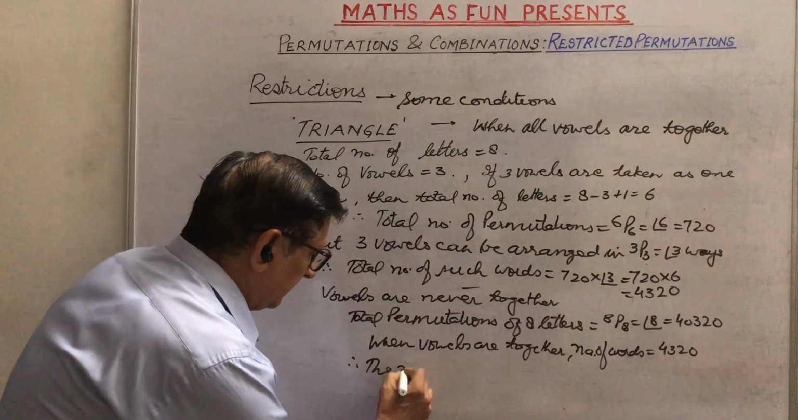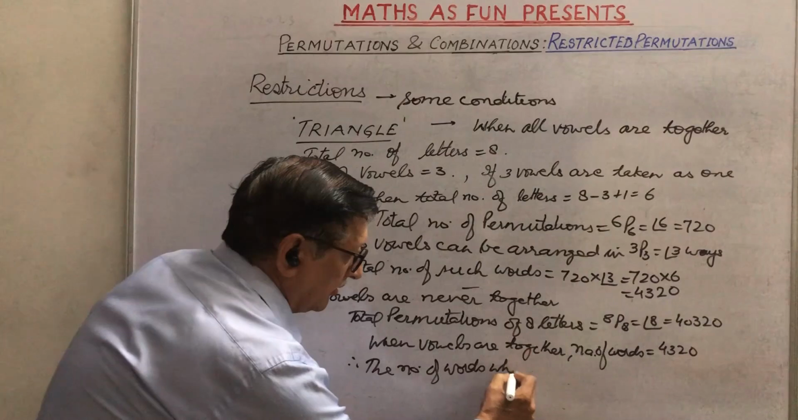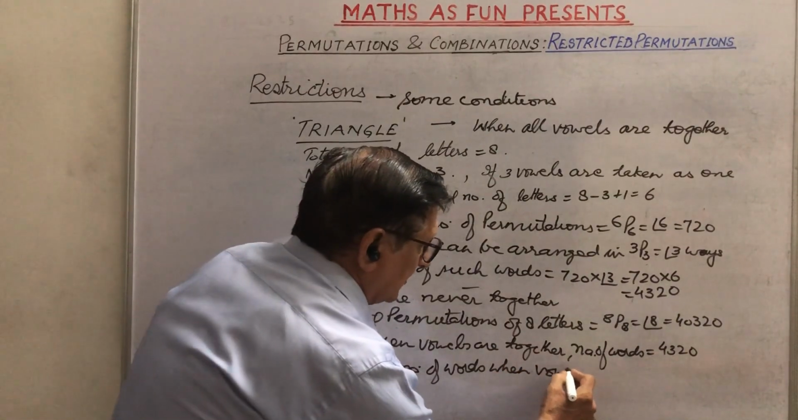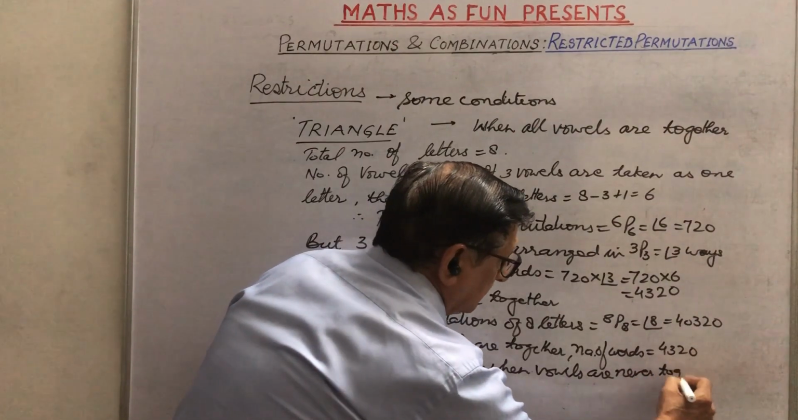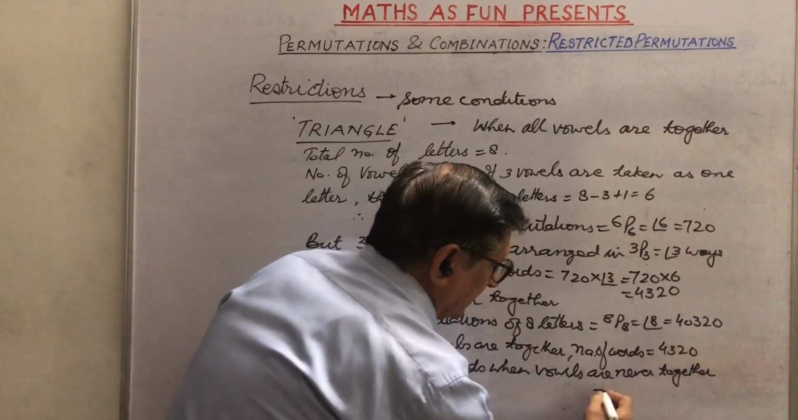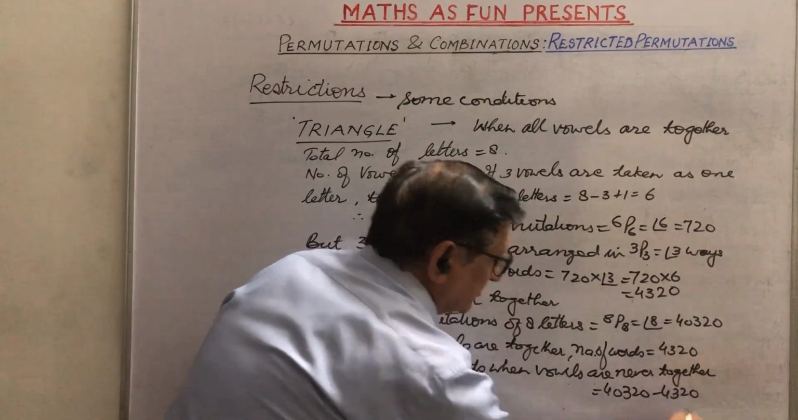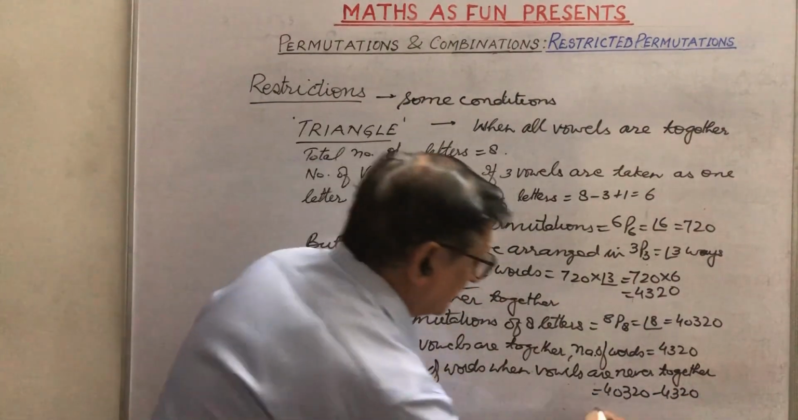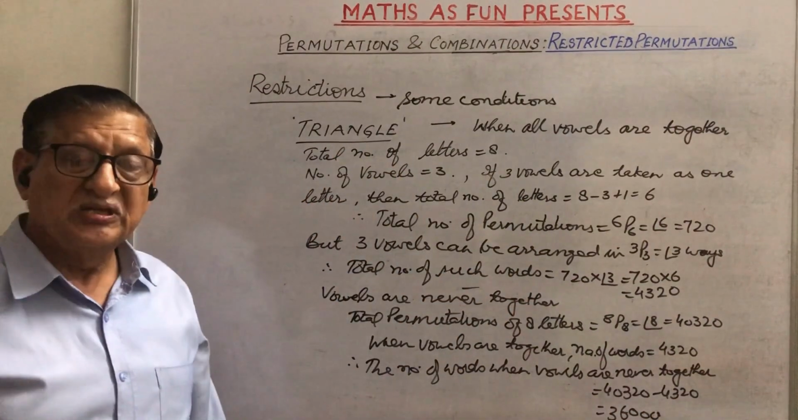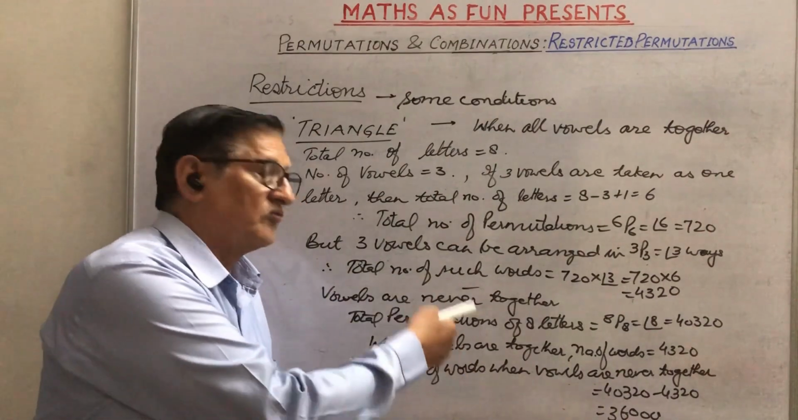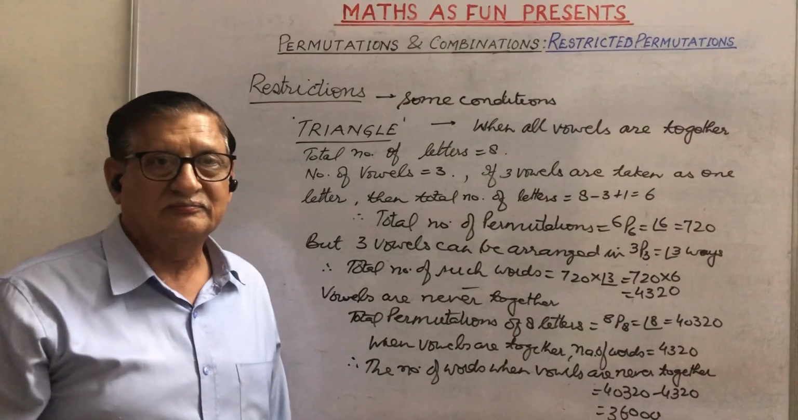Therefore, the number of words when vowels are never together will be equal to 40320 minus 4320, which is equal to 36,000. It means 36,000 words can be formed when vowels are never together.